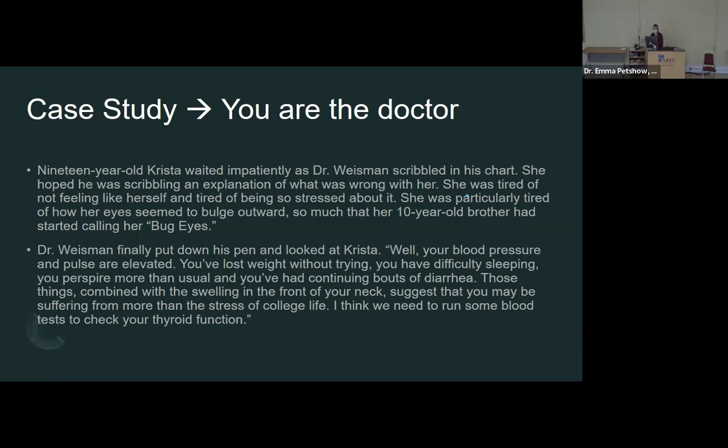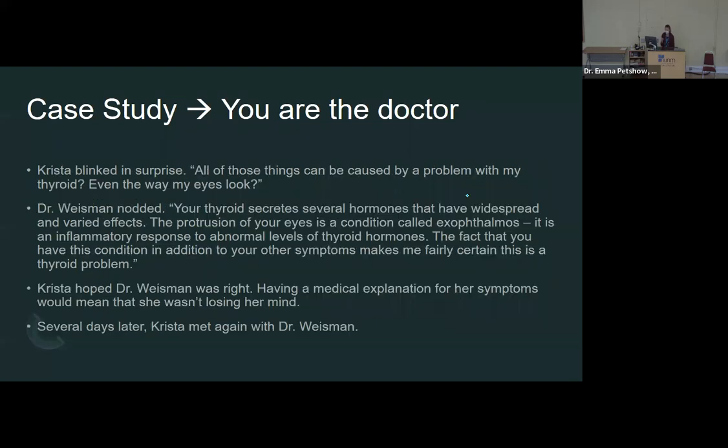Well, thank goodness. I think we need to run some blood tests to check your thyroid function. She was shocked. He said, your thyroid secretes several hormones that have widespread and varied effects. The protrusion of your eyes is exophthalmos, pathognomonic for hyperthyroid. Exophthalmos, big bug eyes, right? You can see the whites above your eyes. It's an inflammatory response to abnormal levels of thyroid hormones. The fact that you have this condition makes me fairly certain you have a thyroid problem.